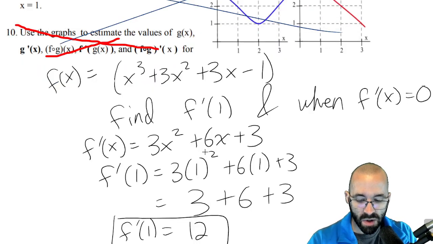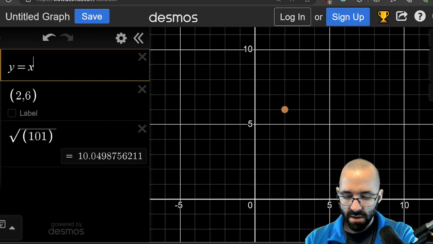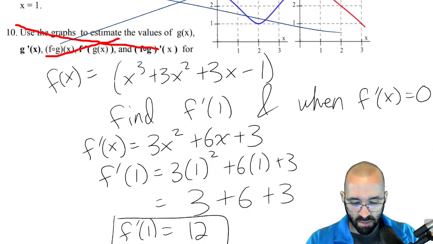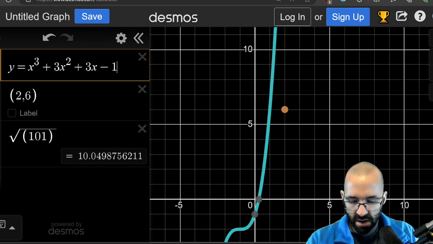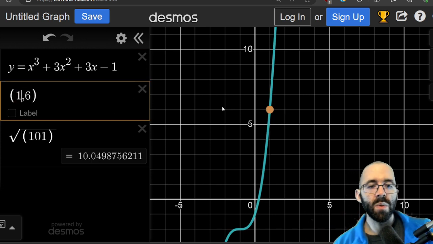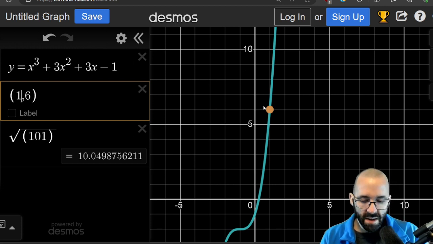Let's check our answers with Desmos. X cubed plus 3x squared plus 3x minus 1. So we said when x is equal to 1, I guess that's the point 1 comma 6. When x is equal to 1, we said the slope was positive 12. Positive slope and pretty darn steep. Visually, we can see, yeah, right here at this orange point, positive slope, very steep.